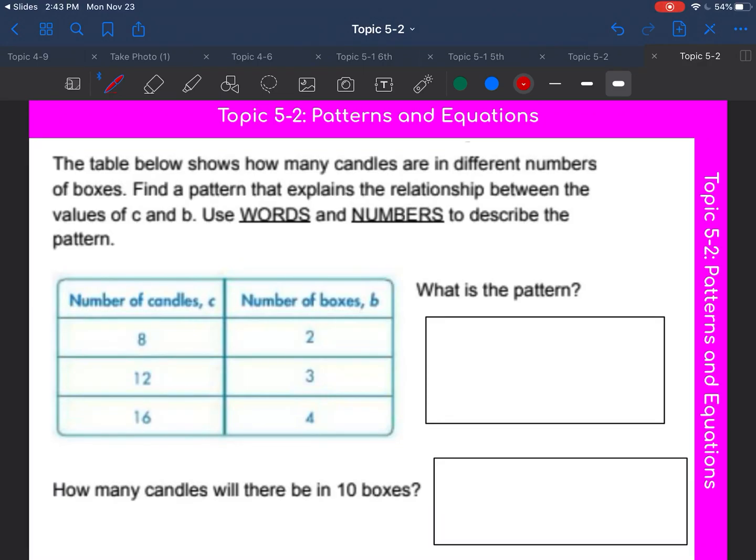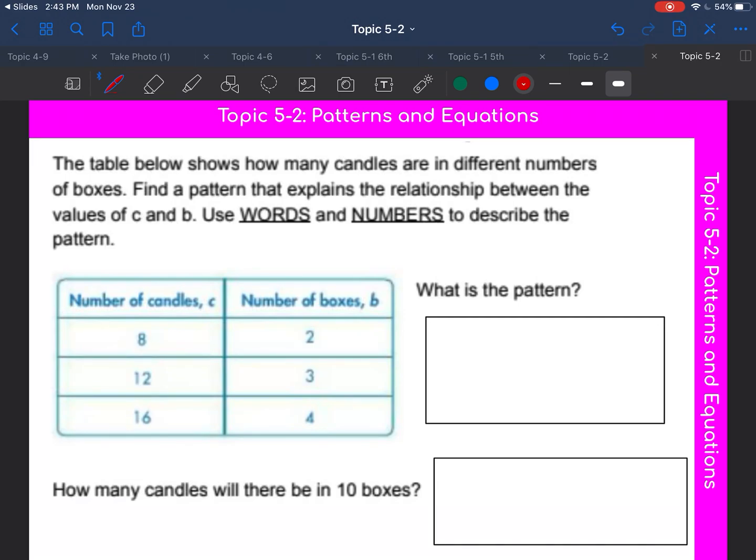Hello, sixth graders. So today we are going to continue our lesson, and we're going to involve a little bit of independent and dependent variables as well, but we're also going to be identifying different patterns in table sequences. Okay, so let's look at this problem.